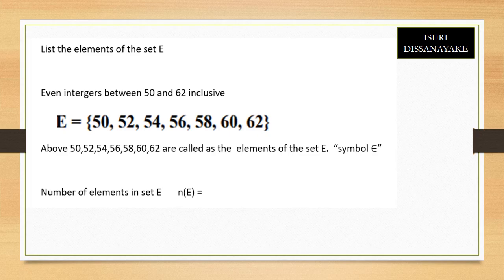So you can call all these 50, 52, 54, 56, 58, 60 and 62 elements of the set E. It says to write the number of elements in set E. So how many elements do you have here? You can count and say 1, 2, 3, 4, 5, 6 and 7. So the number of elements in set E is 7. You can do it on your own.